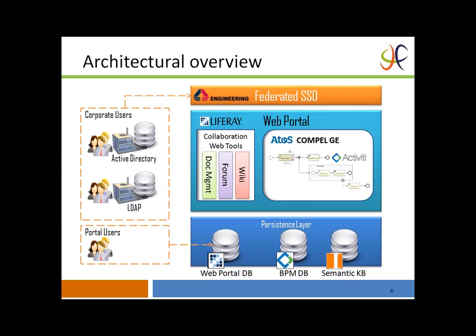This is an architectural overview where we see the Compel generic enabler, which is basically wrapped inside the web portal, which adds the federated single sign-on and some very basic web collaboration tools. What we see here is that through the use of federated single sign-on, in this case, as well as in the FITMAN case scenario, we can have corporate users that are able to access the platform without the need to replicate the credentials outside of the enterprise systems like Active Directory or LDAP.